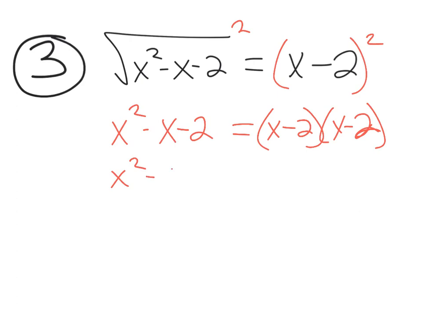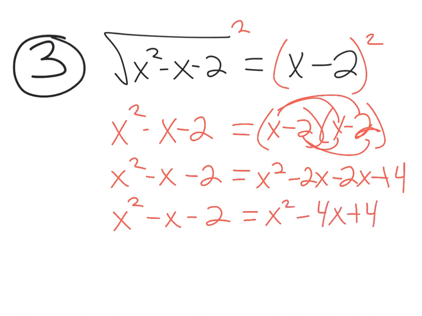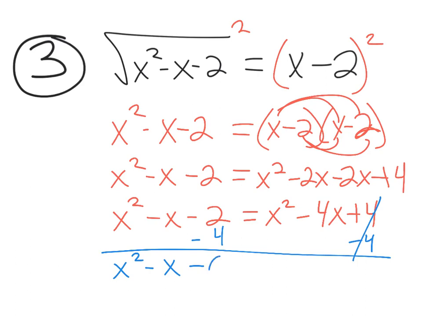Which gives us x squared minus x minus 2 equals x squared minus 2x minus 2x plus 4. So I get x squared minus x minus 2 equals x squared minus 4x plus 4. Now I'm going to try to move everything to one side of the equation. Me personally, I just like to move things to the left, but it really doesn't matter. You can do whatever you want. So I get x squared minus x minus 6 equals x squared minus 4x.